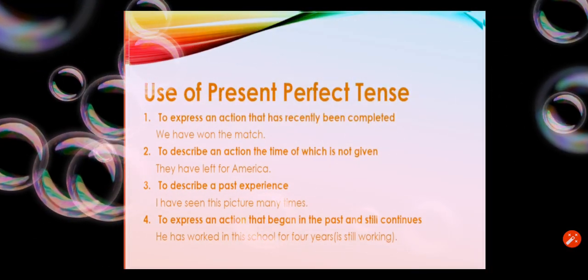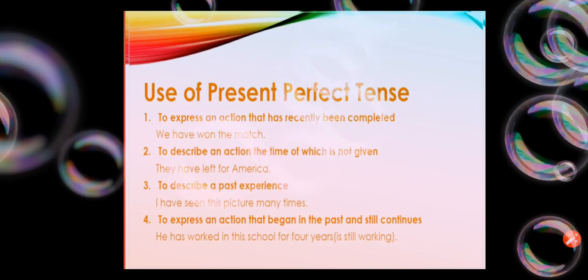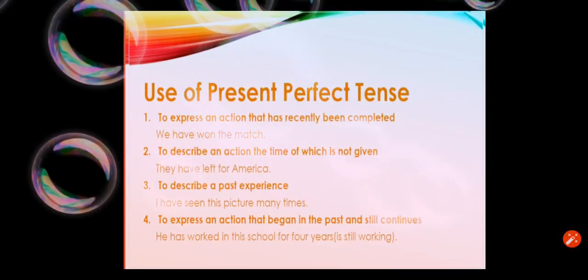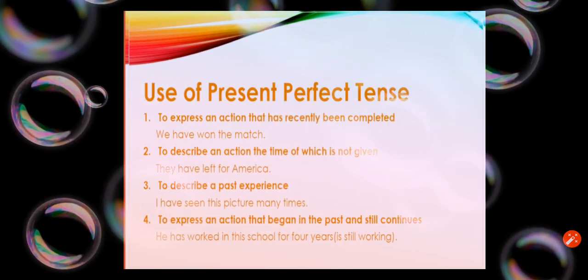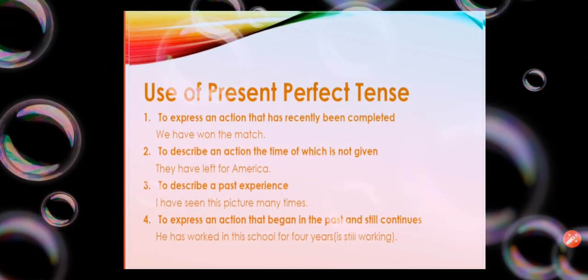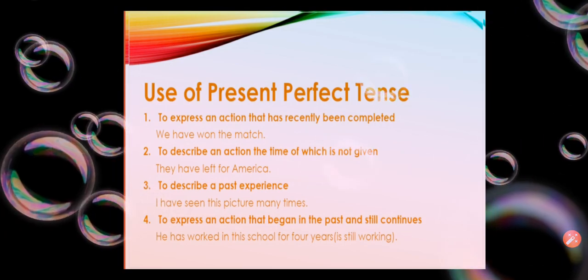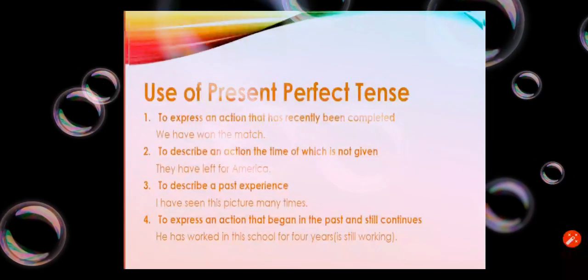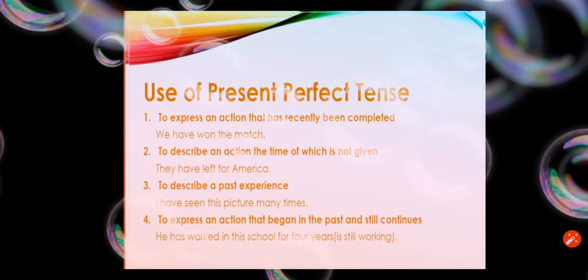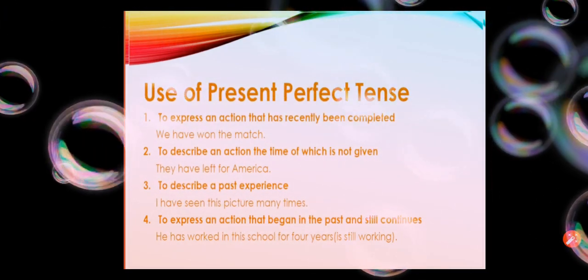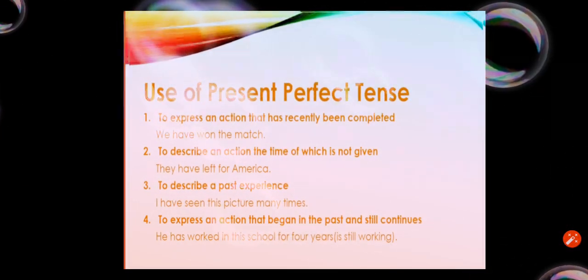Fourth, to express an action that began in the past and still continues. For example, he has worked in this school for 4 years. The person who is working in the school is still working. Then we will use present perfect tense.